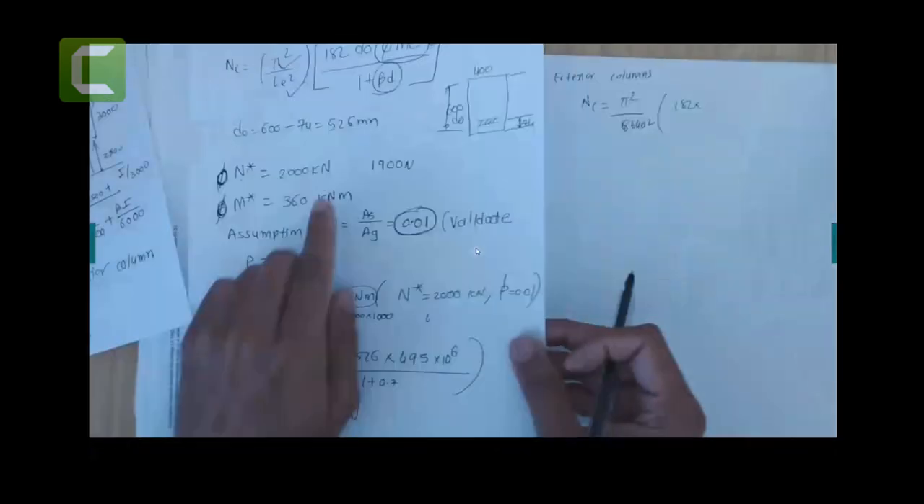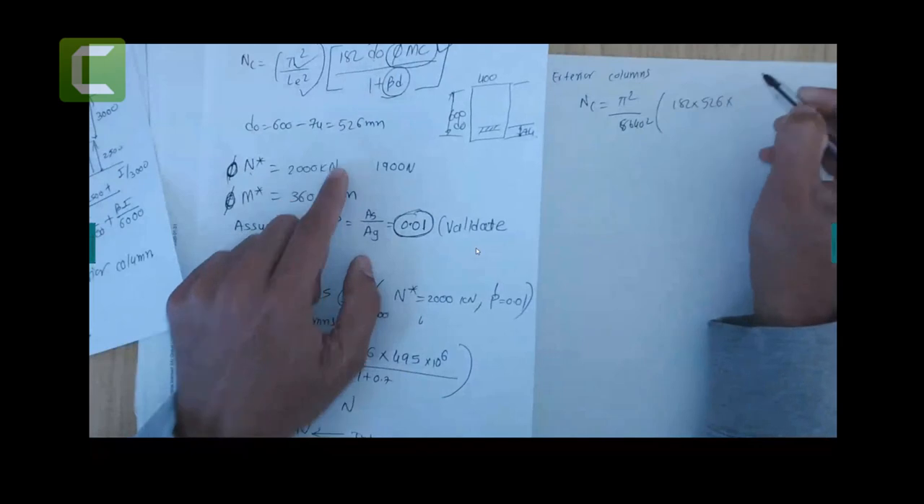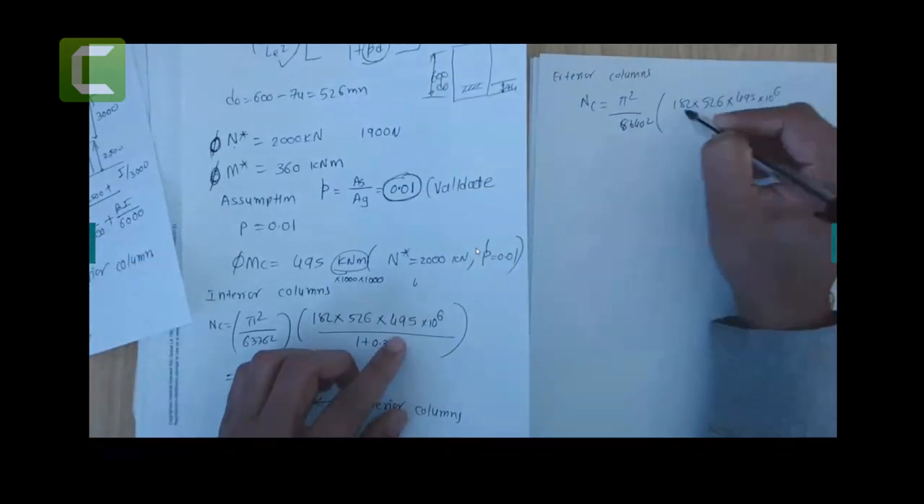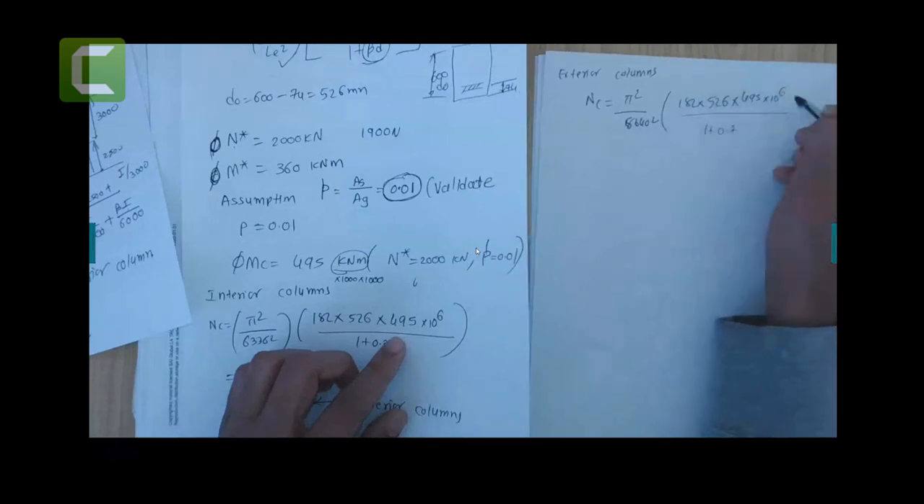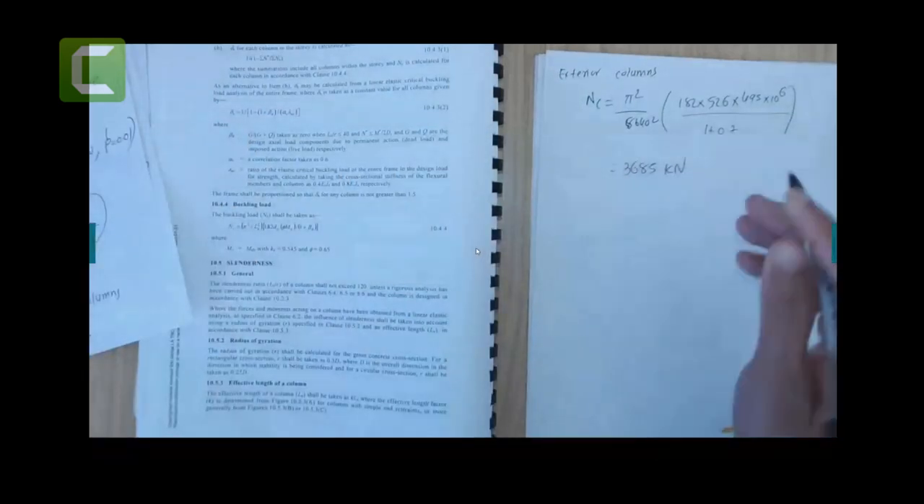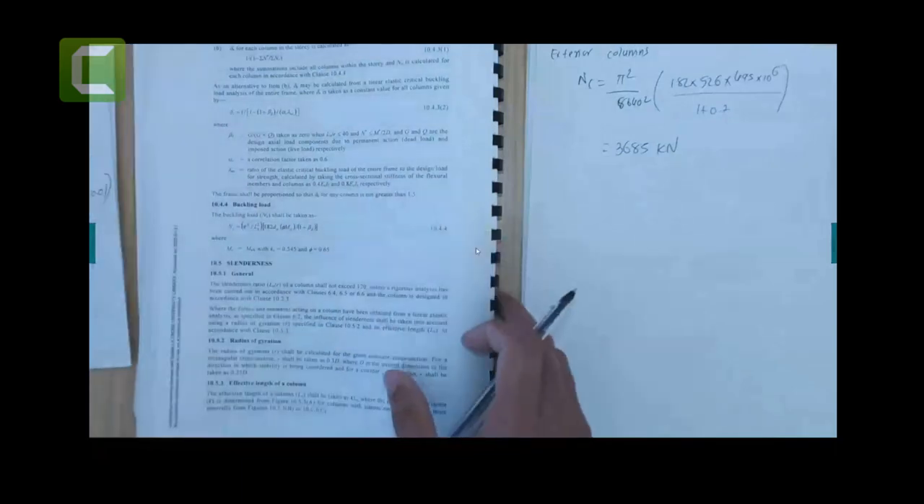182, D we calculated just now, 526, 495 times 10 raised to 6 Newton millimeter, 1 plus 0.7, and this calculation gives you 3685 kilonewtons, right? Now we have all the pieces that we need to calculate the moment magnifier. So now we can go for the next step, which is the moment magnifier.